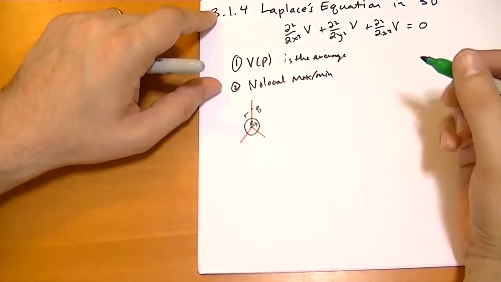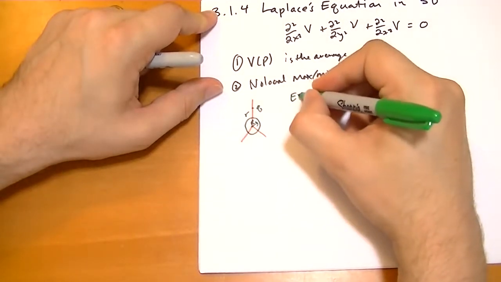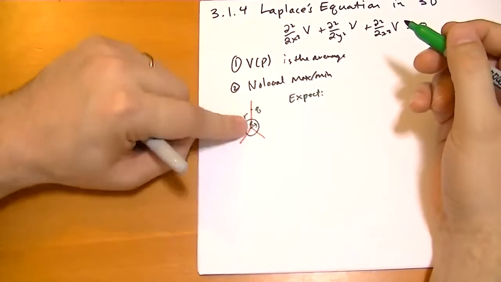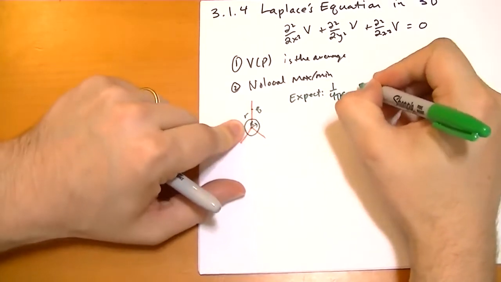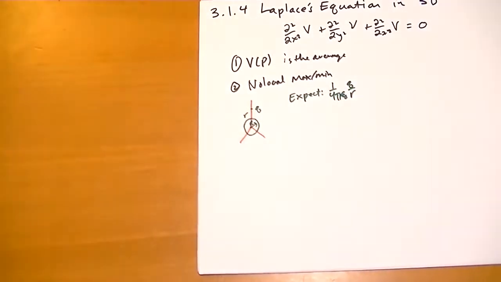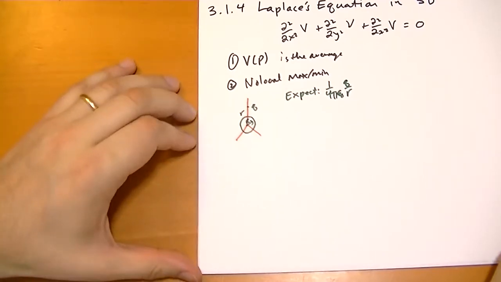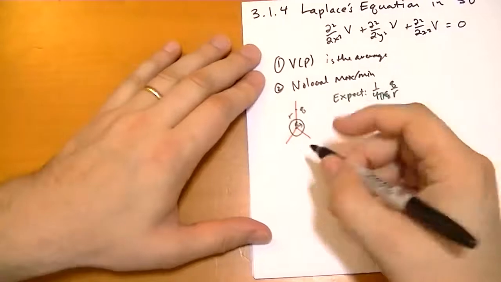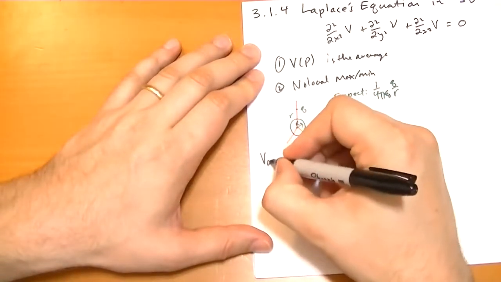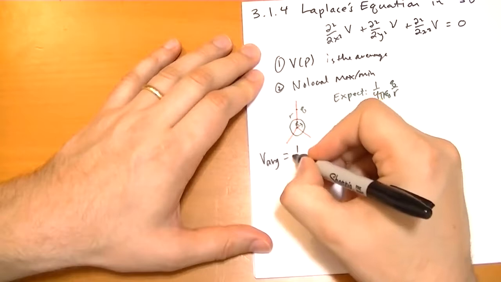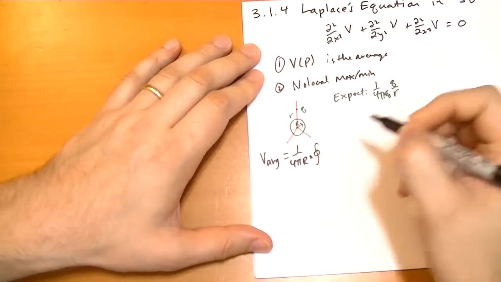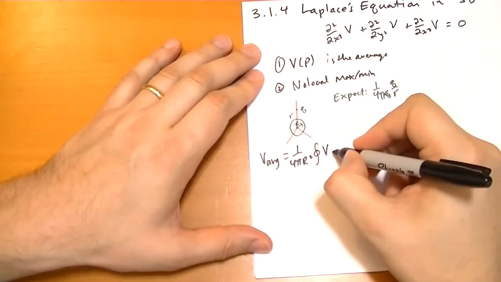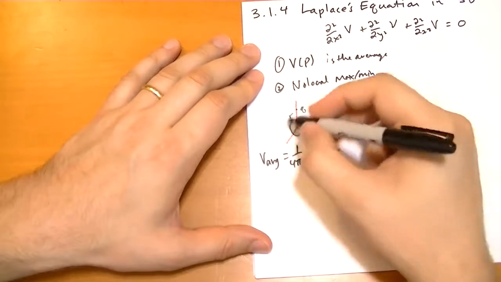And so let's write things out. So we expect the potential at the origin should just be 1 over 4 pi epsilon naught q over R. So that's the answer we're looking for. So let's walk through this integral. We start out with V average equals the surface area of the sphere, 1 over 4 pi r squared, times the integral of the potential for each of the points on that sphere.